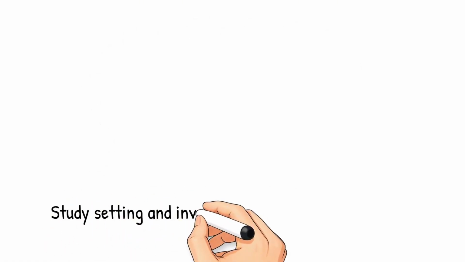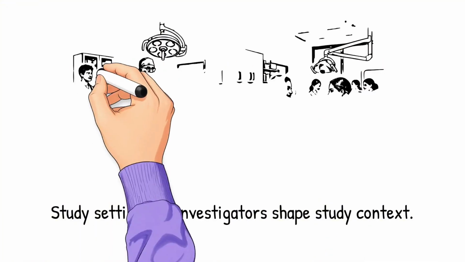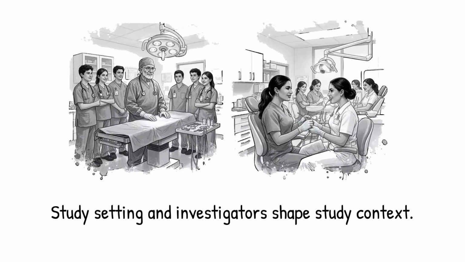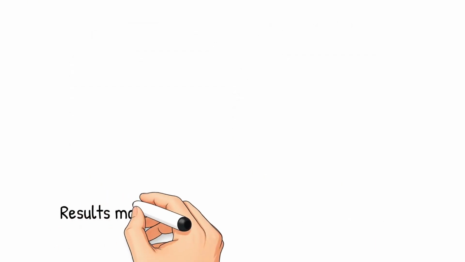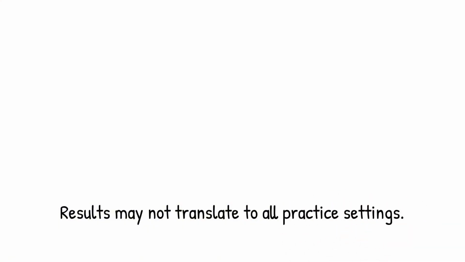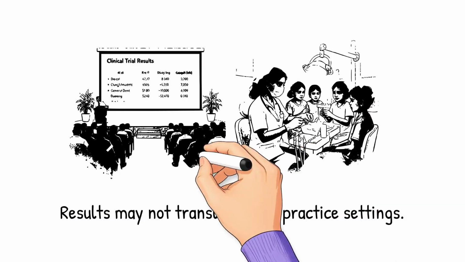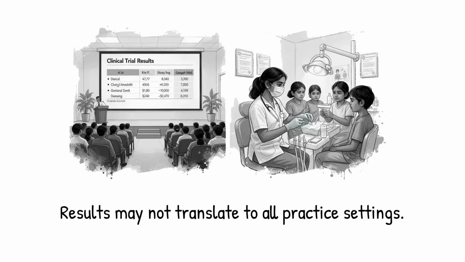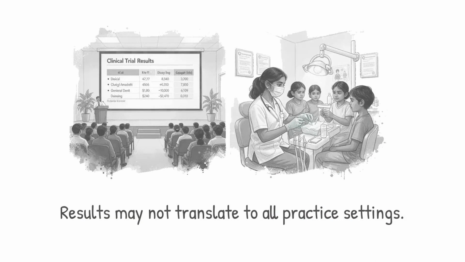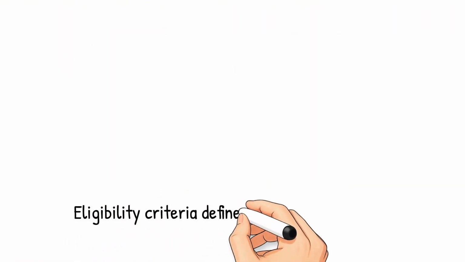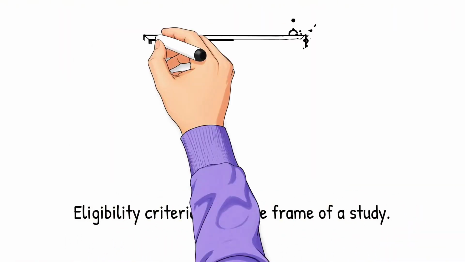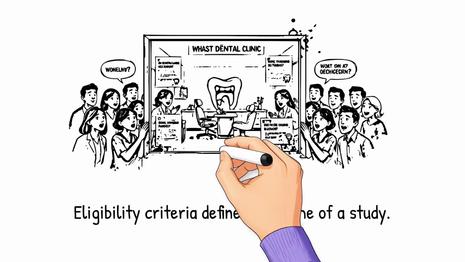One more thing to look for: where and by whom the study was conducted. A single university center with highly experienced surgeons operating under controlled academic conditions is not the same as a general dental practice. Results achieved in that environment may not translate directly to community practice. This doesn't make the study less valid. It makes the context of the results important to understand. The eligibility criteria are the frame around the picture. They tell you exactly who the study is and is not talking about.